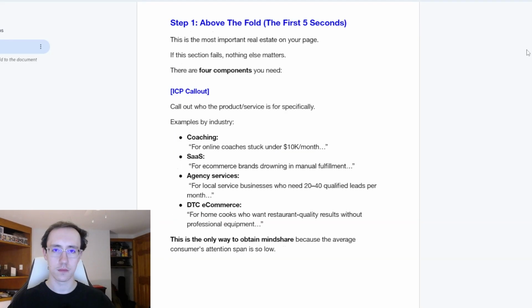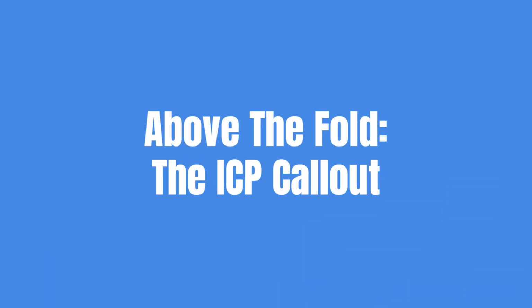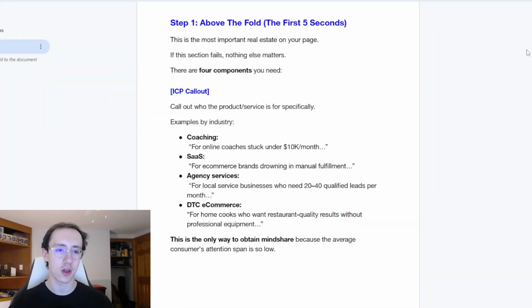predictable patterns. So the first part of the page we're going to talk about is above the fold. This is the first 5 seconds that someone is interacting with the page. This is the most important part of any sales page, right? If this section fails, the rest of it does not matter at all. There's 4 components we're going to be talking about.